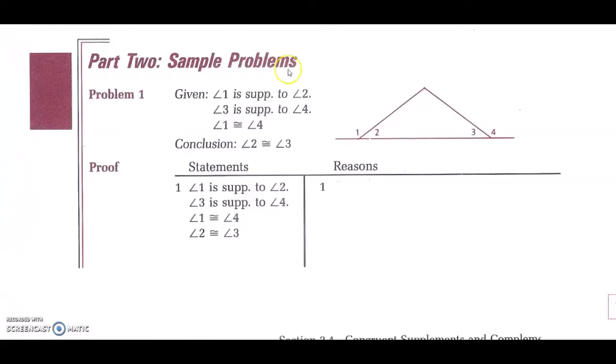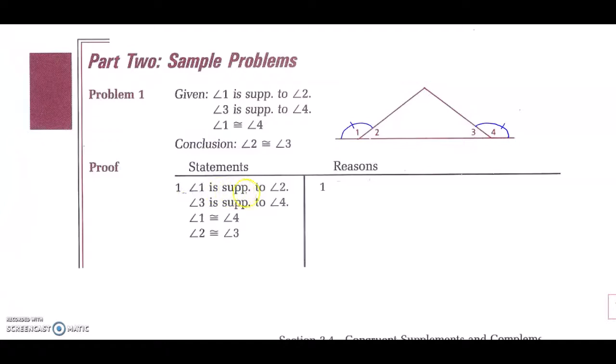Moving into the sample problems, we're given that angle 1 is supplementary to angle 2, and we see they form a straight angle. Angle 3 is supplementary to angle 4. Those also form a straight angle. Angle 1 is congruent to angle 4. I'm marking the diagram right away. I need to conclude that 2 is congruent to 3.